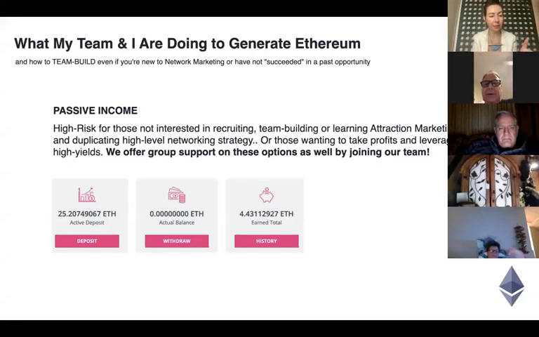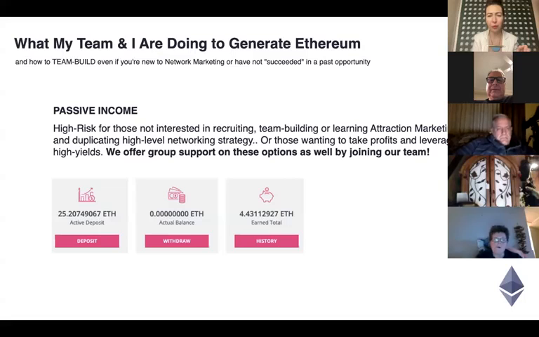This is just an example. This is one of Mike's accounts here. He has 25 Ethereum, and you can see the history on the right. It says 4.43112927 ETH. That's how much he's earned. I think it was just a handful of days, maybe 4 or 5 days. So with a 25 ETH deposit, he's generated over 4 ETH.